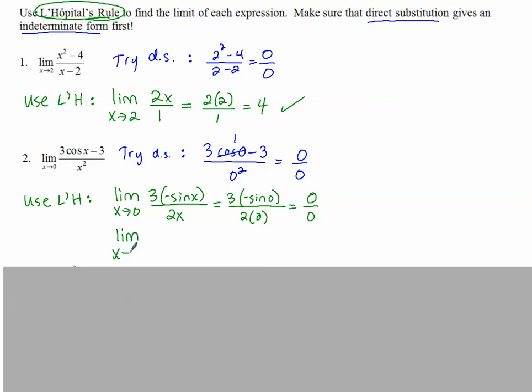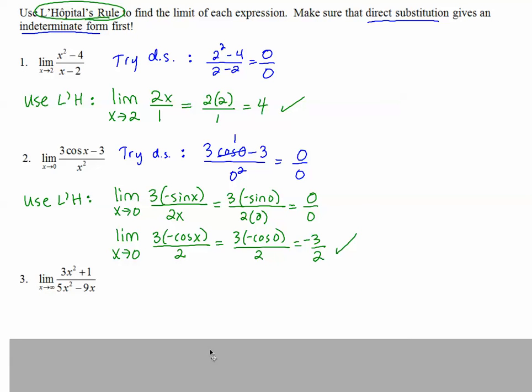Limit as x goes to 0. Now the derivative of the numerator is 3 times negative cosine of x, divided by the derivative of 2x, which is 2. Plug in the 0: 3 times negative cosine of 0 over 2. Cosine of 0 is 1, so that gives me negative 3 over 2. And now I have a limit. How about the third one?